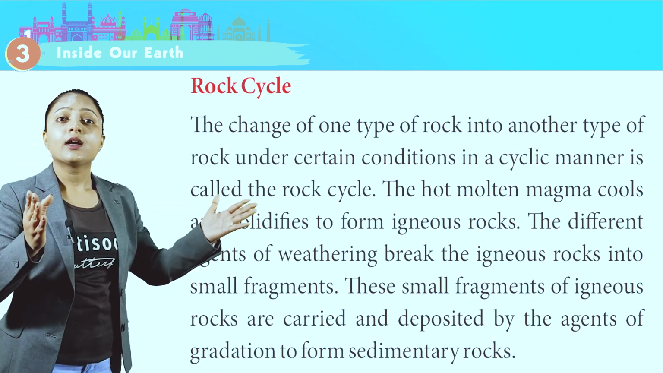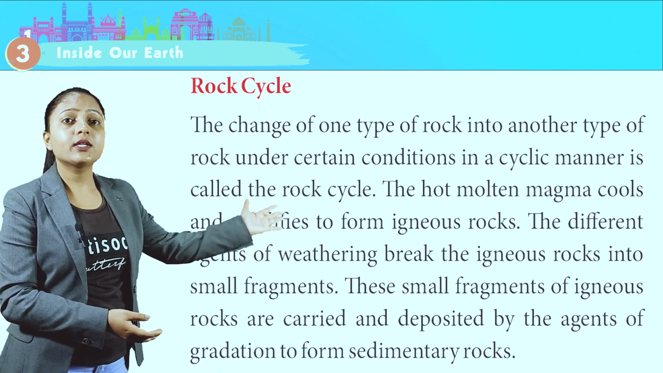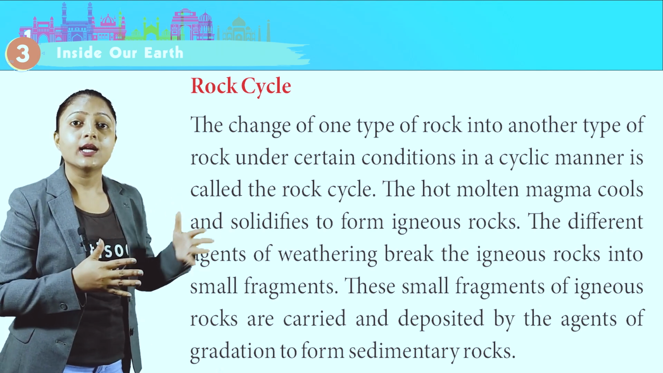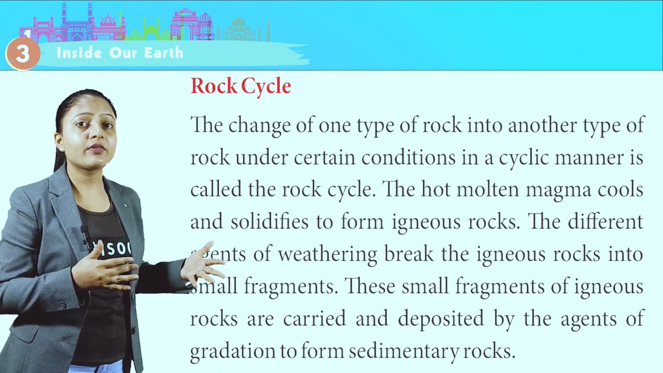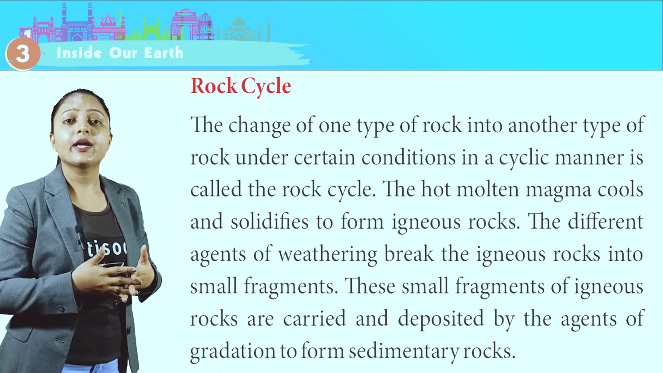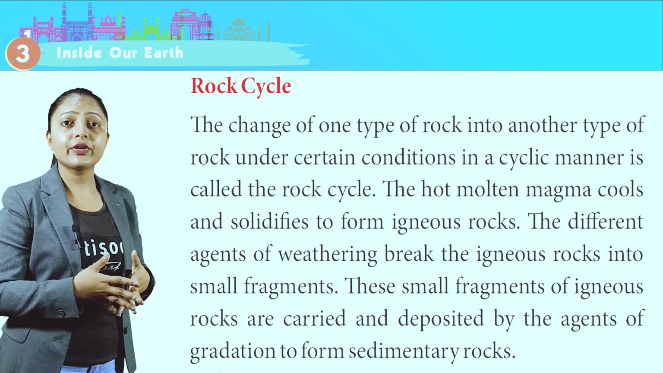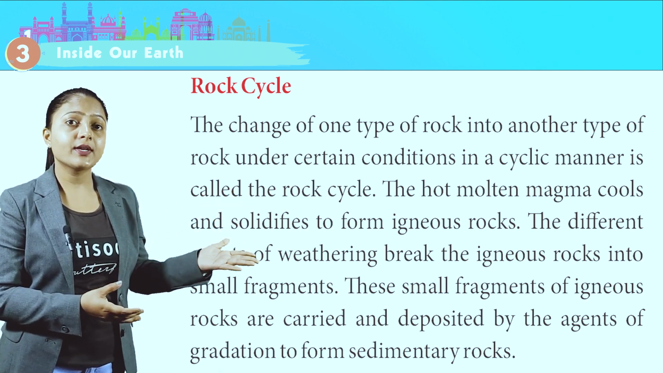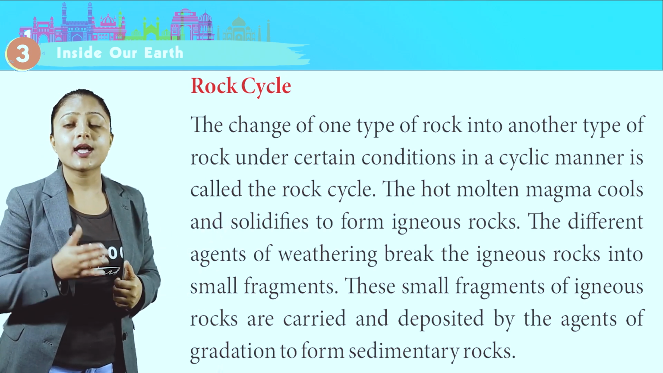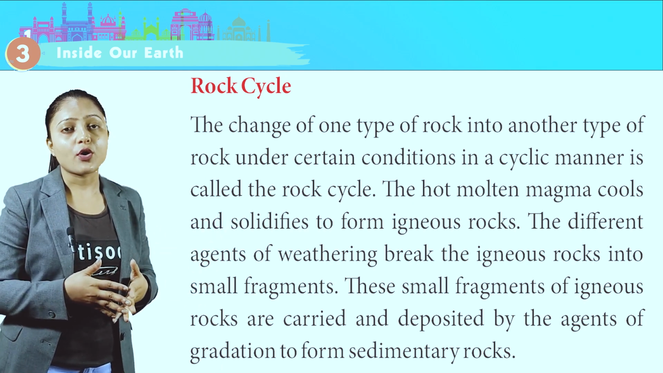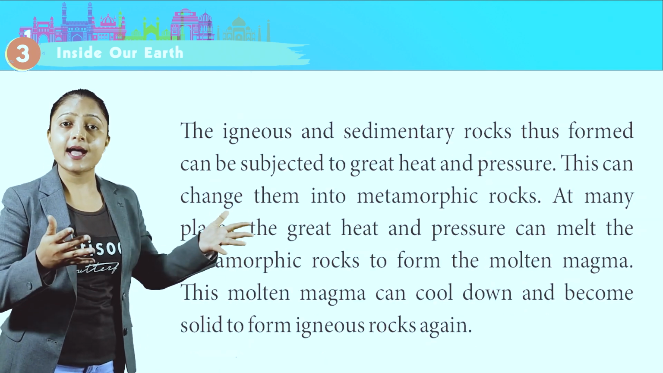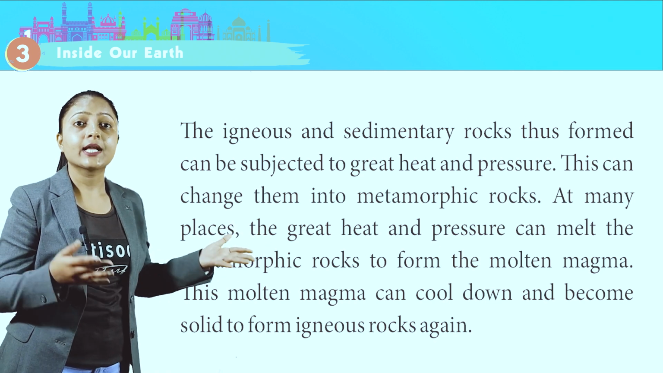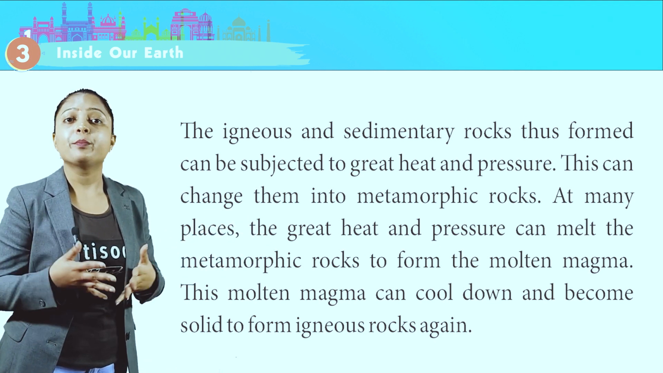Rock cycle. The change of one type of rock into another type of rock under certain conditions in a cyclic manner is called the rock cycle. The hot molten magma cools and solidifies to form igneous rocks. The different agents of weathering break the igneous rocks into small fragments. These small fragments of igneous rocks are carried and deposited by the agents of gradation to form sedimentary rocks. The igneous and sedimentary rocks thus formed can be subjected to great heat and pressure. This can change them into metamorphic rocks.